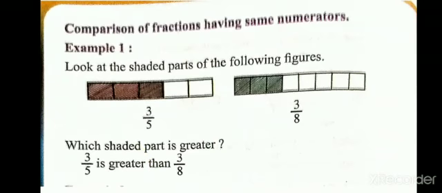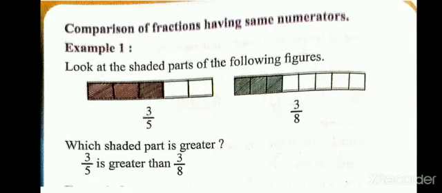So, comparison of the fractions having same numerators. Let us have the fractions which have the same numerators but different denominators. Look at the shaded parts of the following figures. There are 5 equal parts in the first figure, and in the second figure there are 8 equal parts. In both figures 3 equal parts are shaded. But here which is greater? Is 3 by 5 greater or 3 by 8 greater?